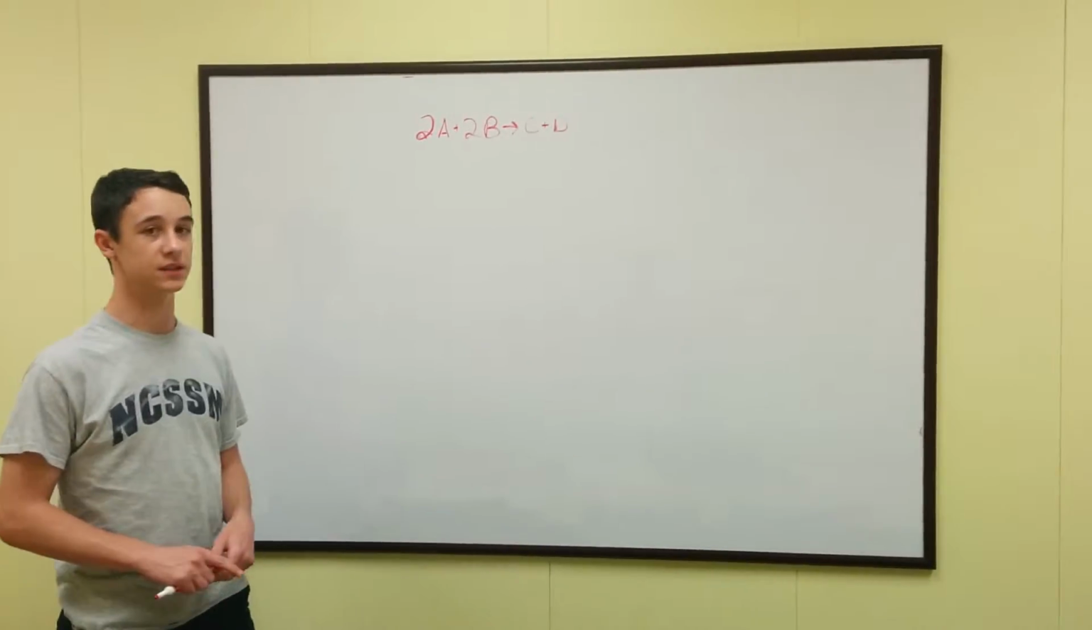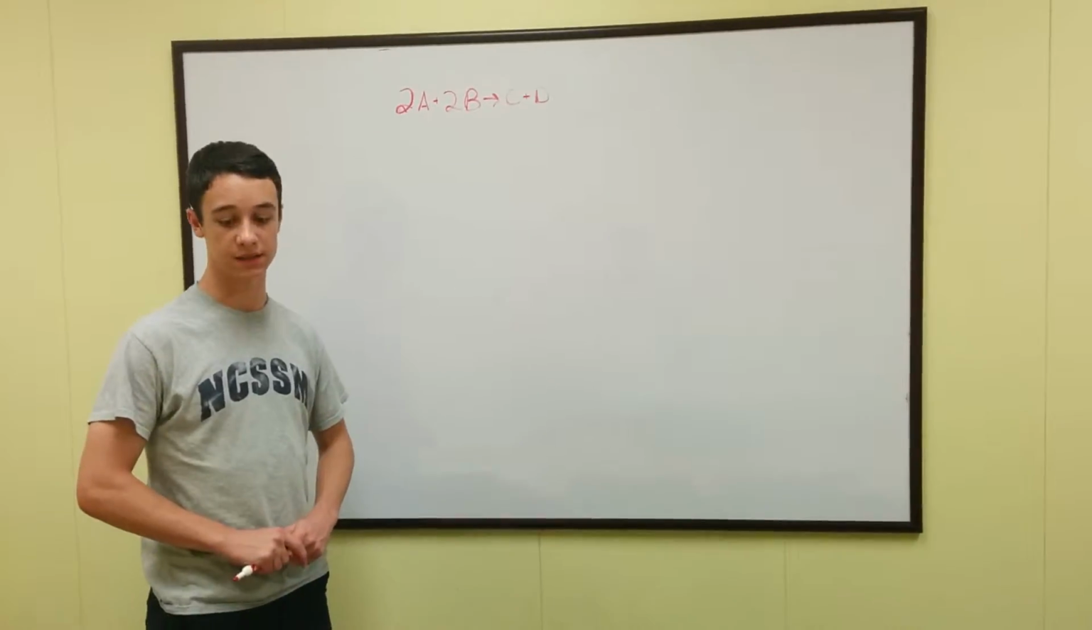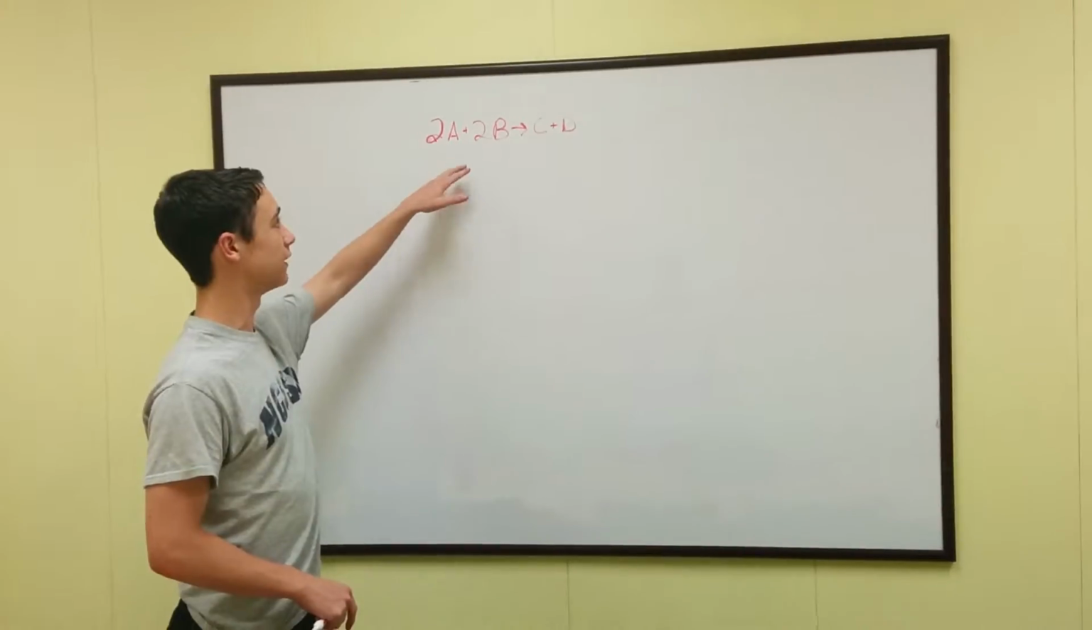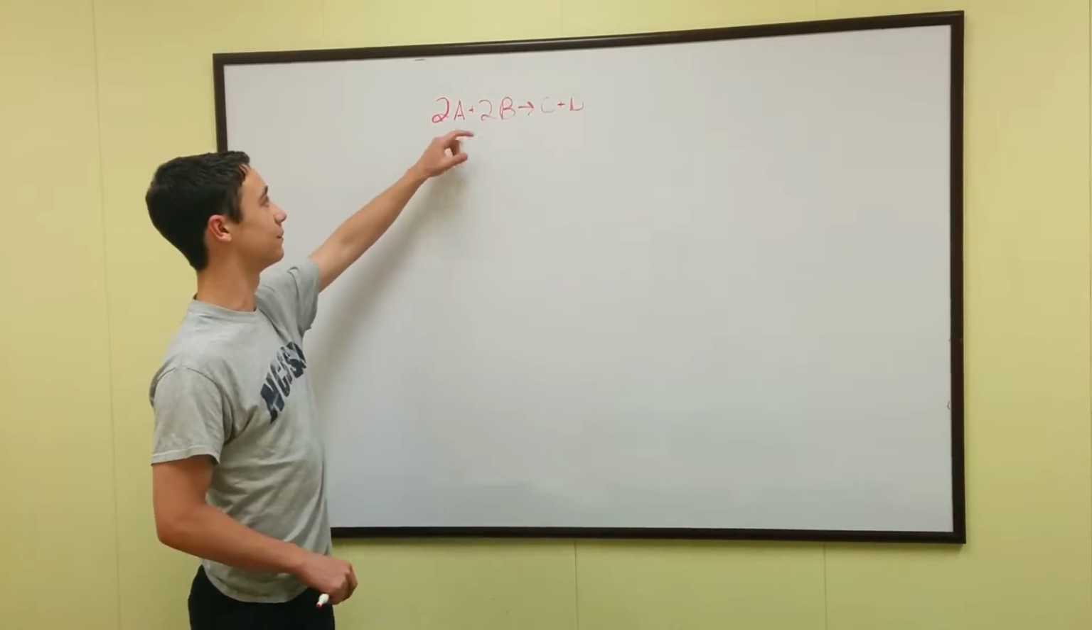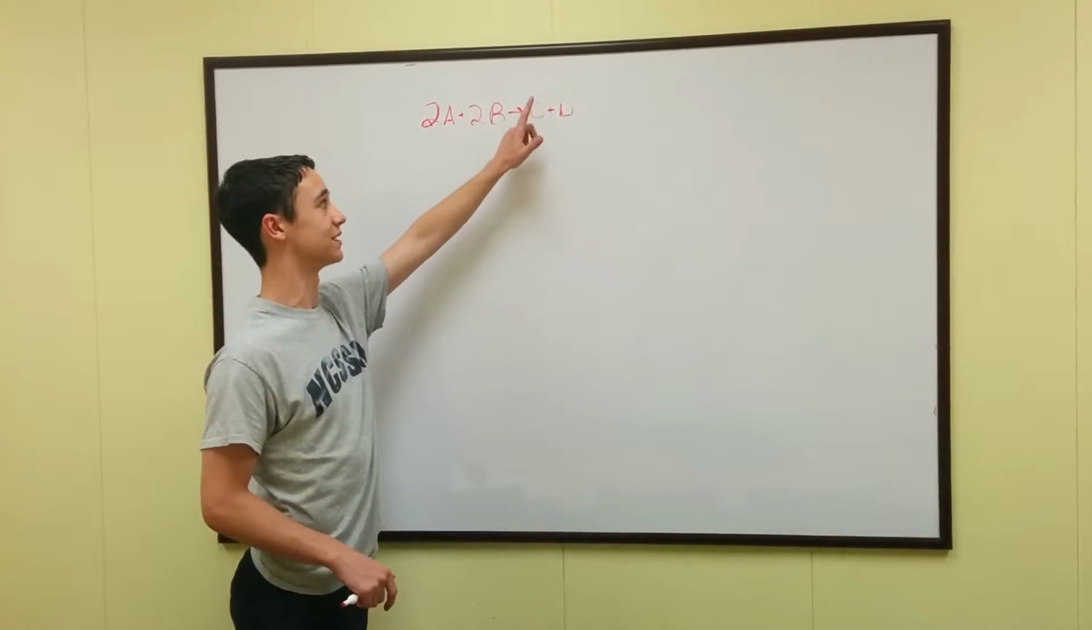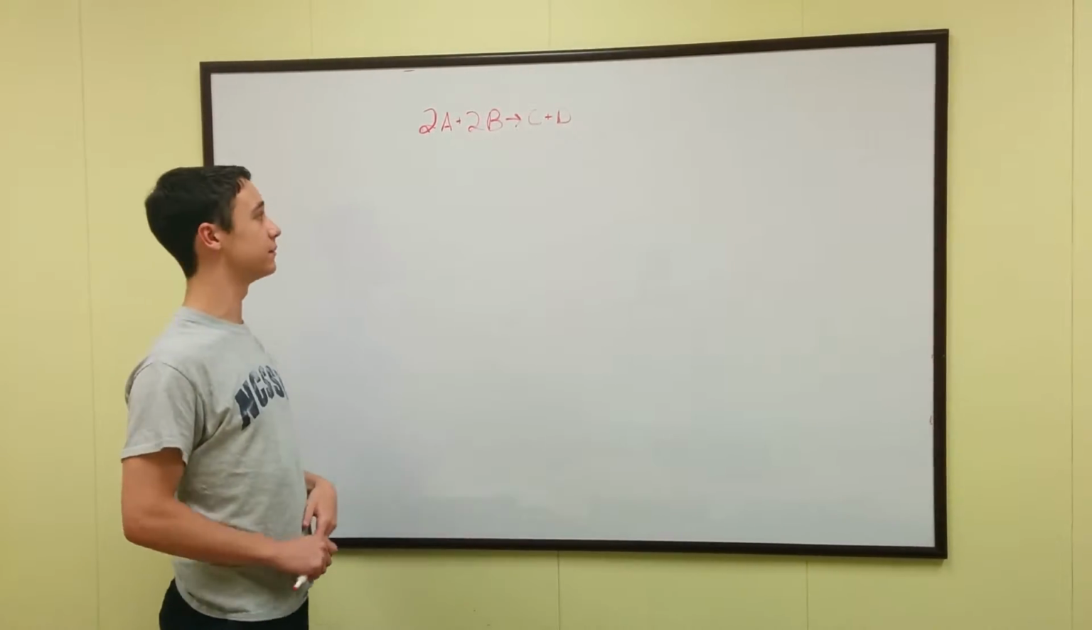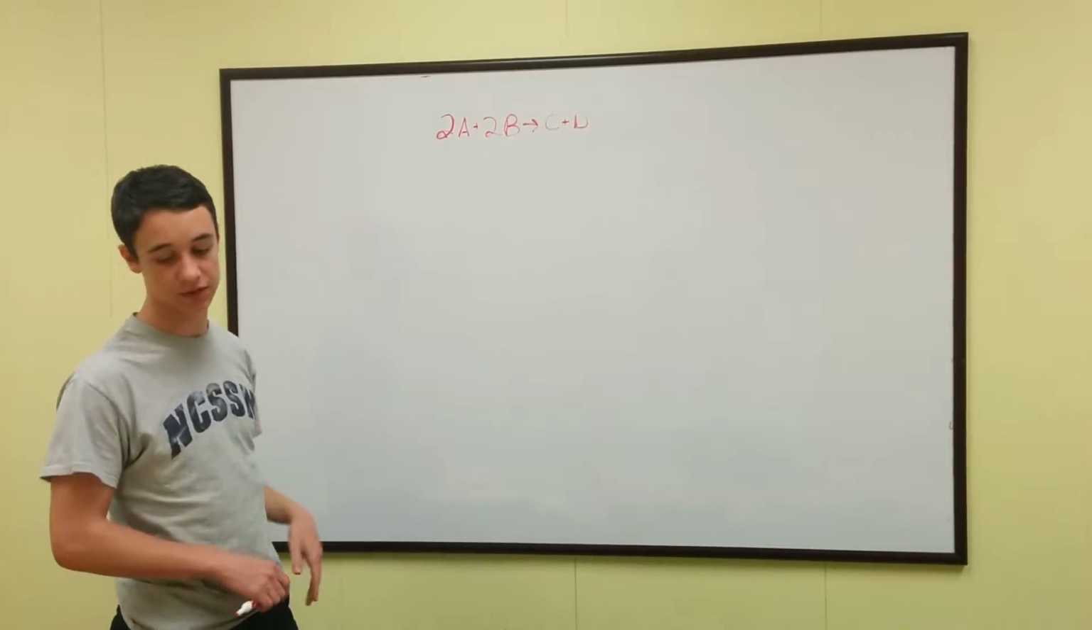So in this video, we're going to be determining the rate law with reaction mechanisms. Here I have a theoretical formula which has 2A plus 2B equals C plus D. And this can be separated into three different elementary steps.